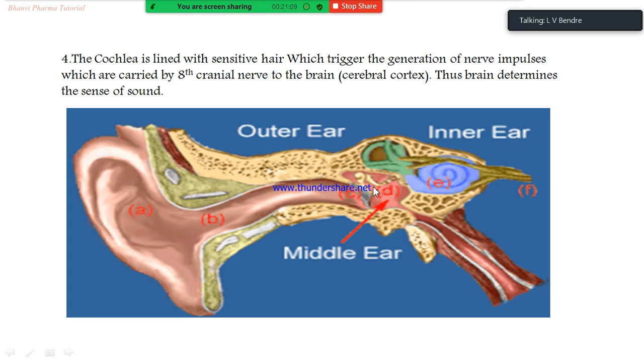You see the animated diagram here of the sound waves. The sensitive hairs in the cochlea trigger the generation of nerve impulses, which are carried by the eighth cranial nerve to the brain, to the cerebral cortex.